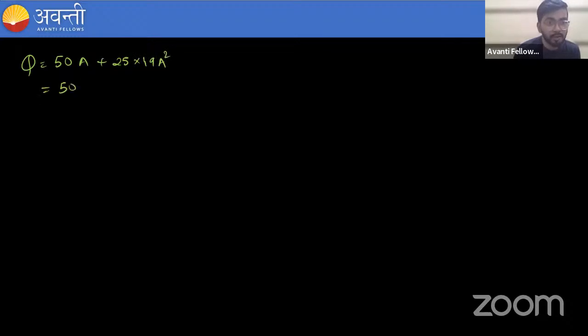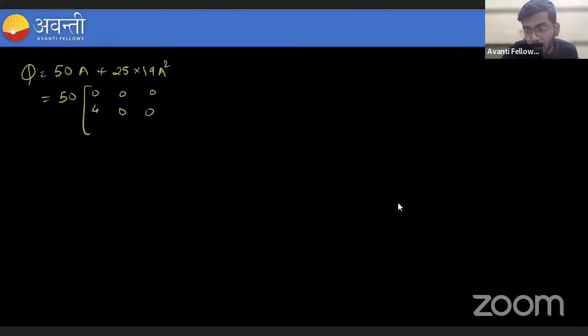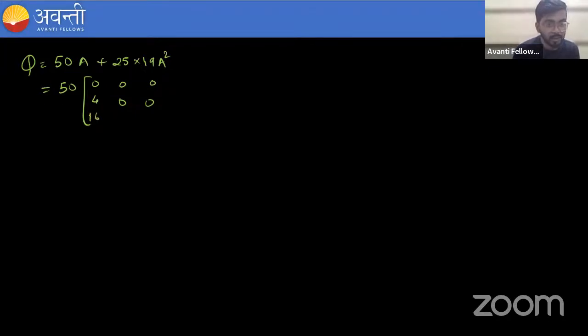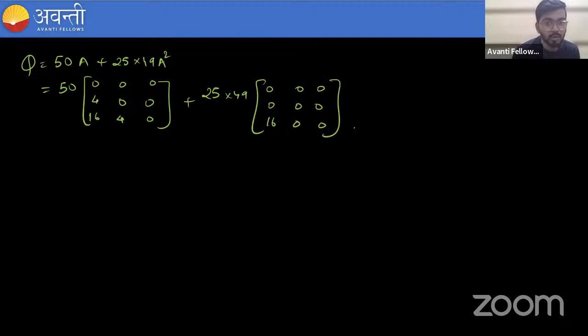We already know A is given to us, what we wrote down for A was 0, 0, and here it was 16, 4, 0, plus 25 into 49 A square. A square was how much? 0, 0, 0, 0, 0, 0, 16, 0, 0, right? So this was our value of Q. Okay, just give me a second, guys. There is some technical issue.